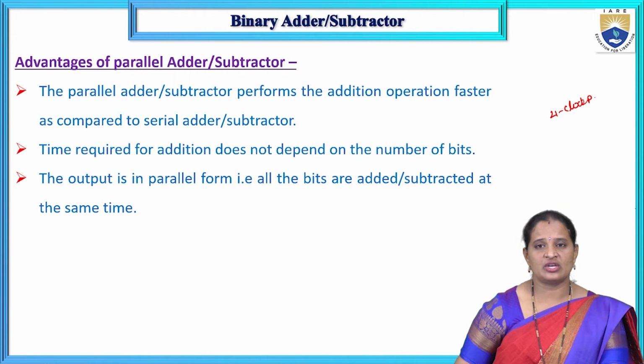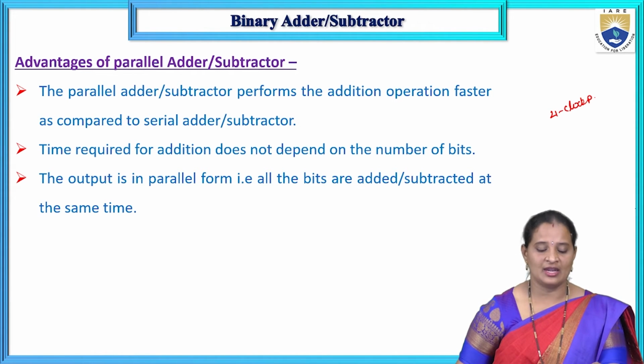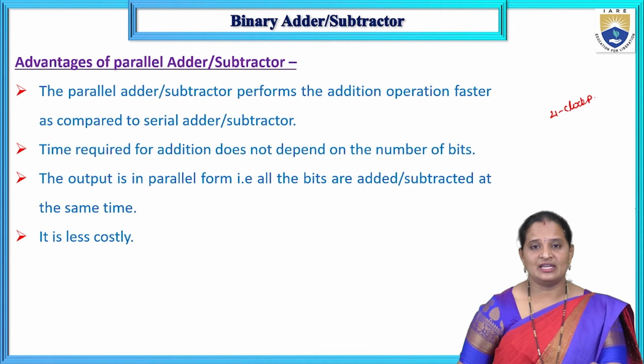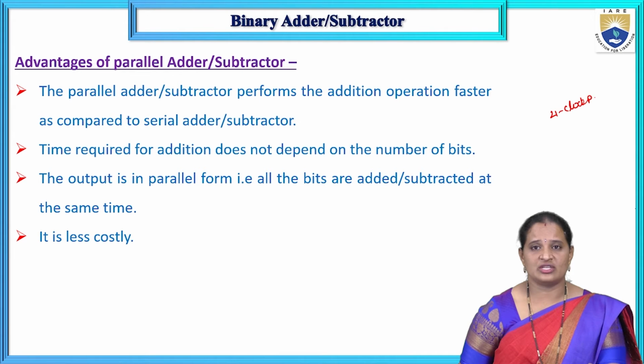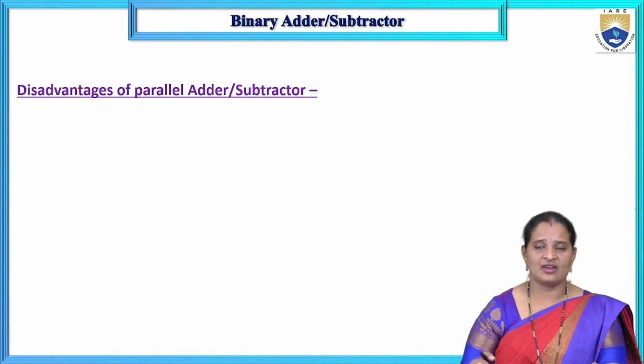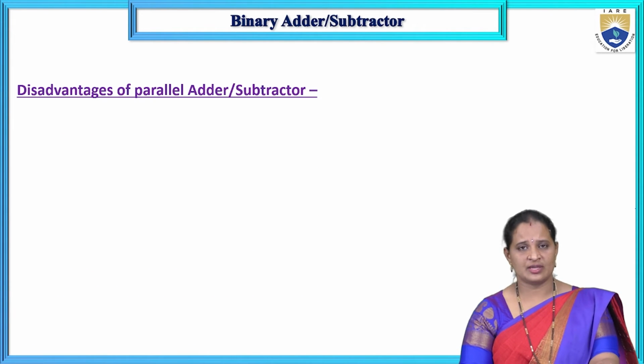The output is also taken in parallel form, that is, all the bits are added or subtracted at the same time, and it is less costly when compared to any other adder. Those are the advantages of a binary adder or subtractor.